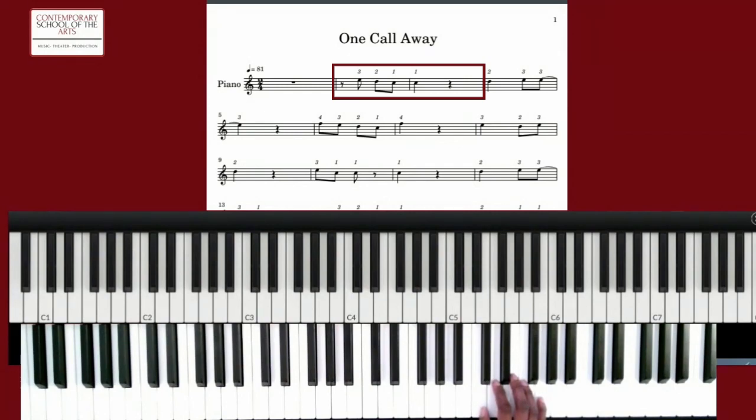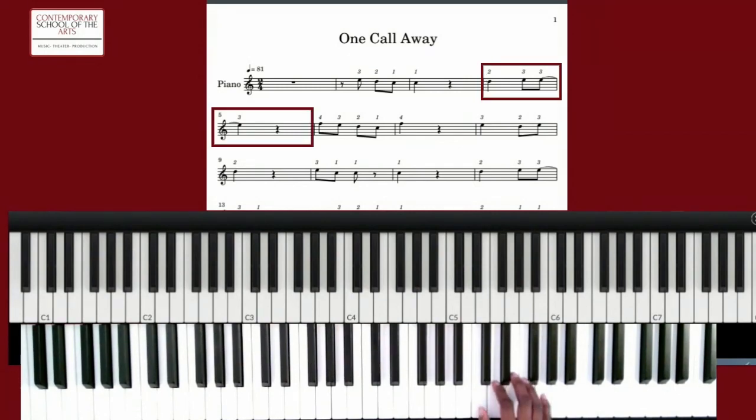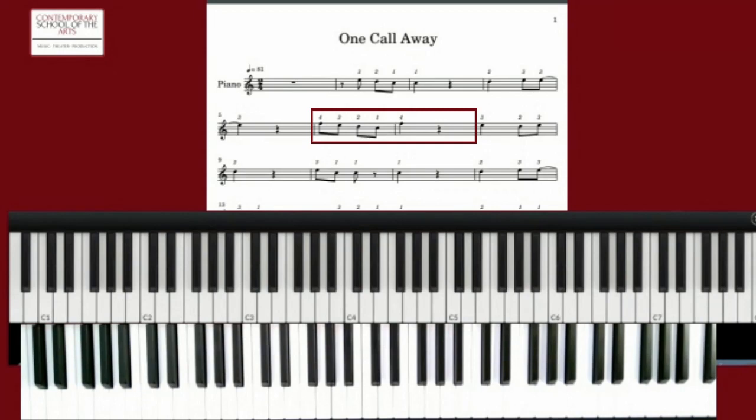Now let's move on to measure 4 and 5. Okay, try it again. 1 and 2 and 1 and 2 and. Okay, let's look at measures 6 and 7. So you can see in measure 6, there are 4 eighth notes and they're descending. Okay, so we're going to play measures 6 and 7 together. Here we go. 1 and 2 and 1 and 2 and.